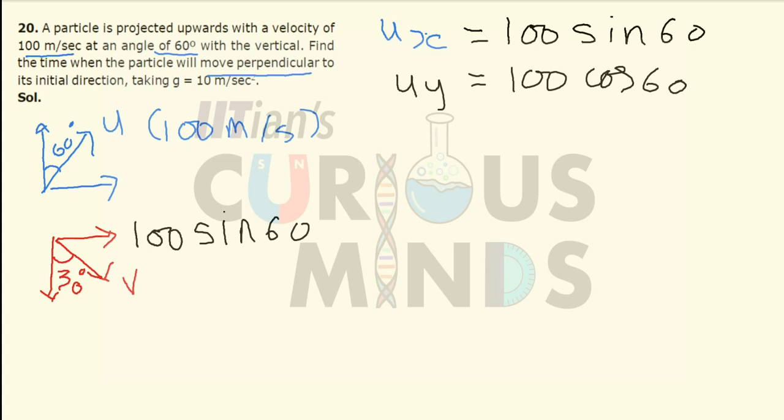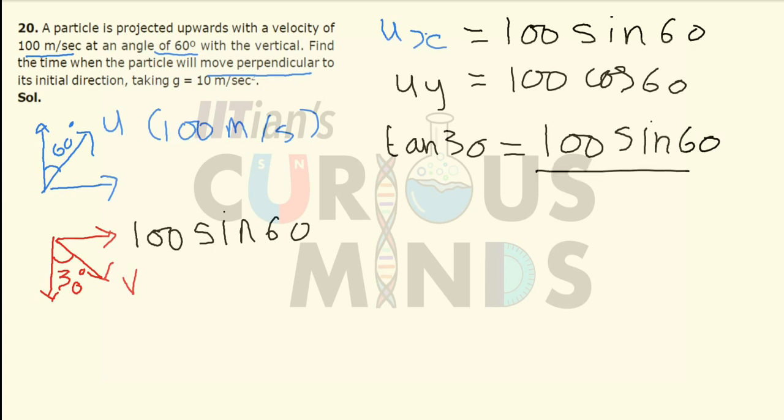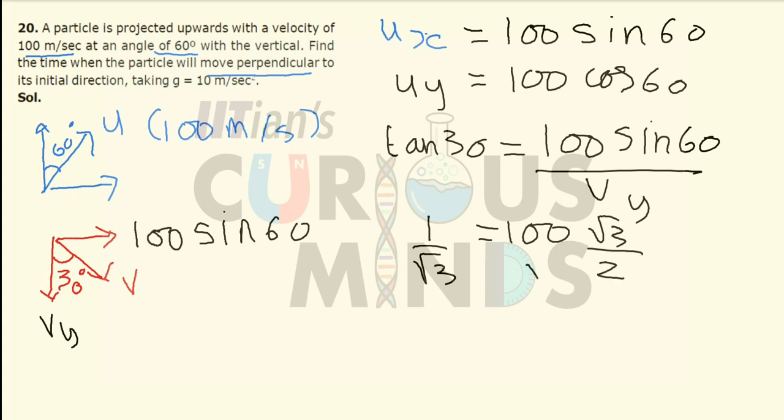So in this case, tan 30 will be equal to opposite upon adjacent. Opposite over here is equal to 100 sine 60, upon the final velocity along the vertical direction, let it be Vy. So tan 30 is equal to 1 by root 3, which is equal to 100 sine 60, that is root 3 by 2 into 100, upon Vy. Basically Vy will come out to be 150 meter per second, in the vertically downward direction.